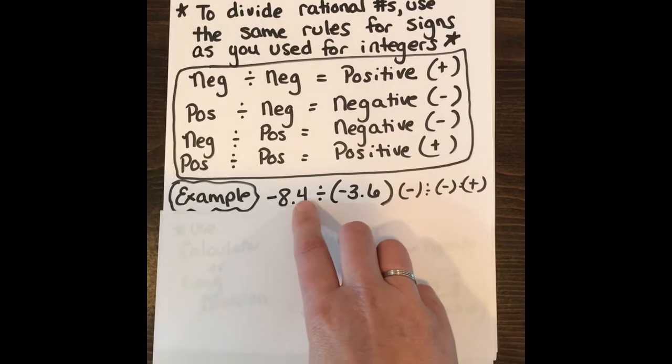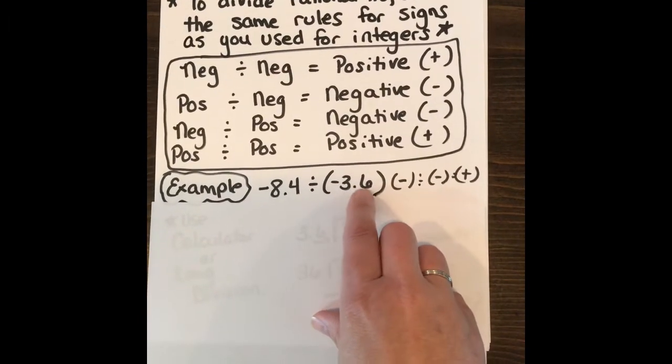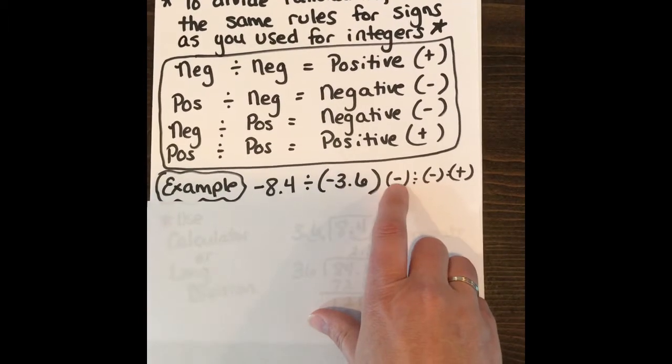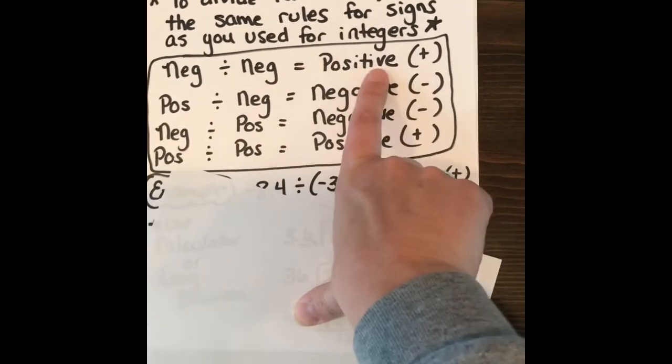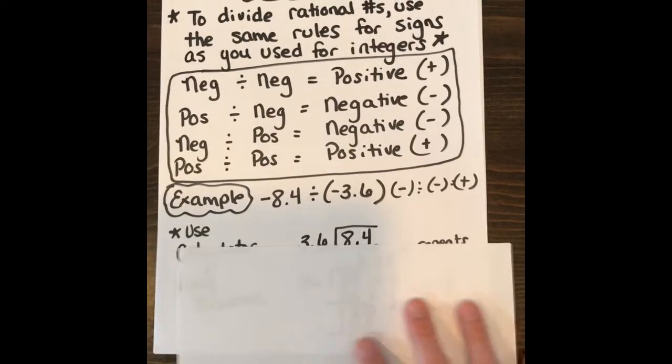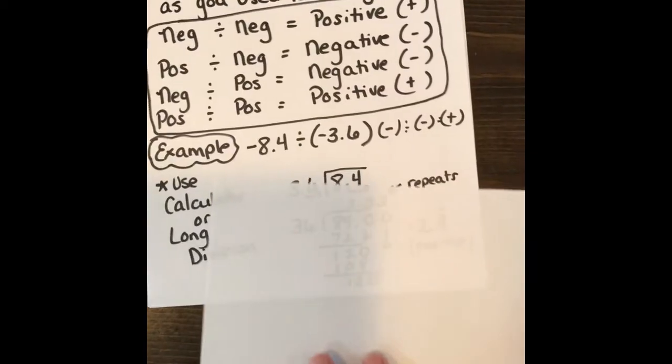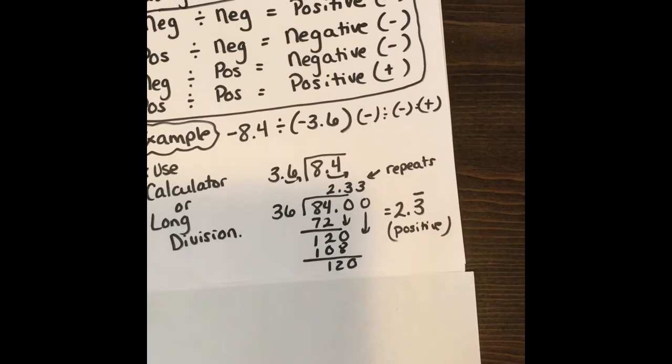So you have negative 8.4 divided by negative 3.6. So you need to think about this. It's a negative divided by a negative. Negative divided by a negative is going to give me a positive answer. So you can use a calculator, or you can just go through and do your long division.